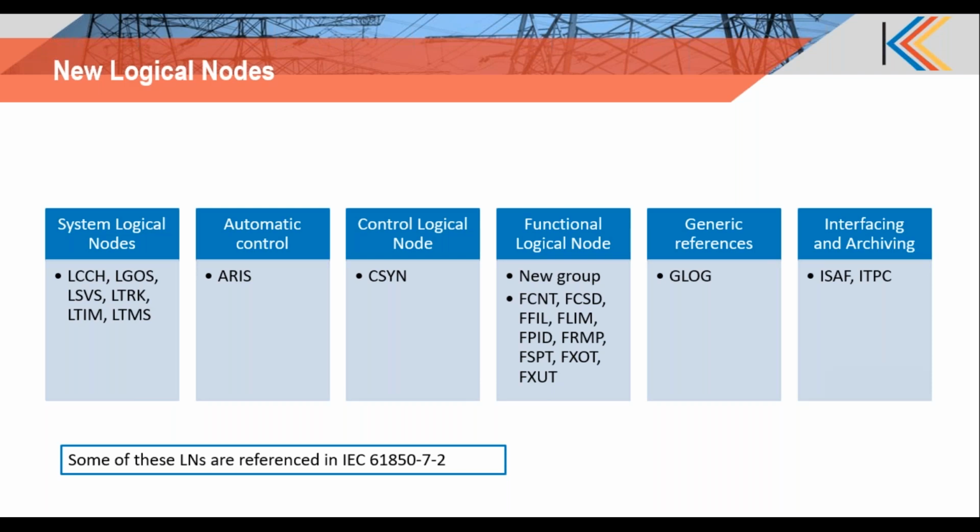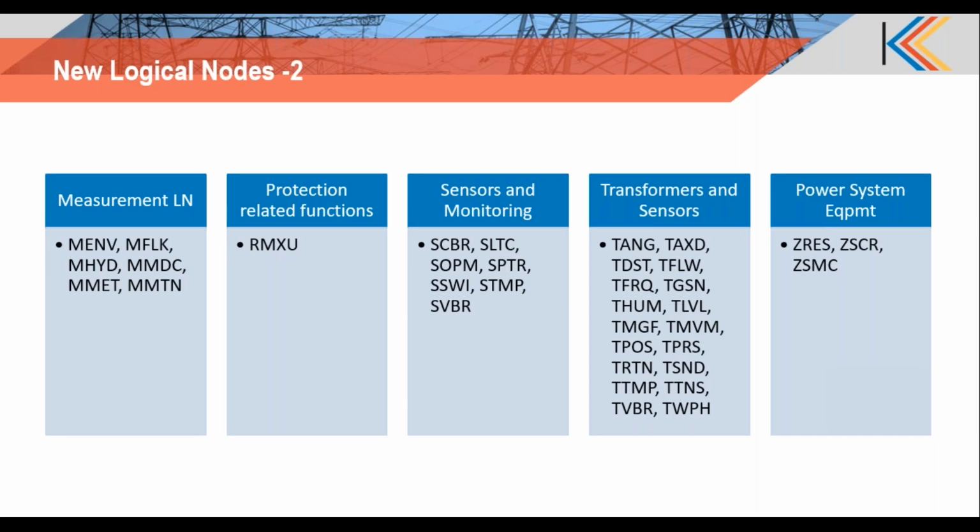We also have the automatic control logical nodes, a new group altogether. Then we have generic reference, interfacing and archiving. These are new logical nodes added by 61850 edition 2. We have new measurement logical nodes, protection related functions, sensors and monitoring, transformer sensors, power equipment. So this gives the list of all the new logical nodes added by edition 2. Naturally, the data model library of 61850 has been enriched by the new edition 2 release.